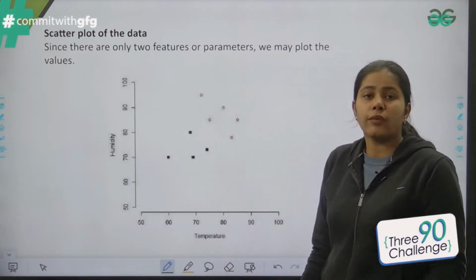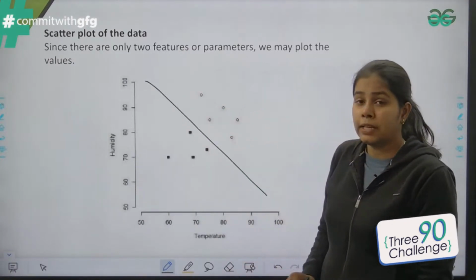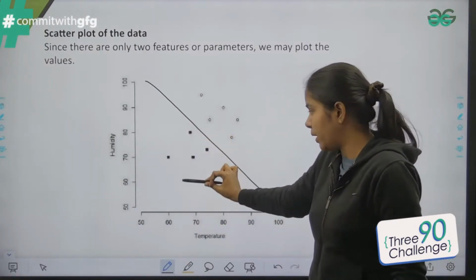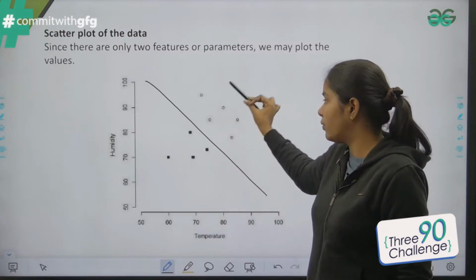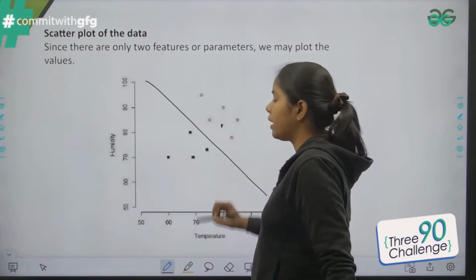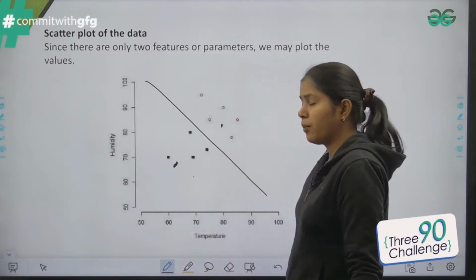So what I want to do here is plot a best fit line such that if I go below this line, then I'll play tennis, and if I am above this line, then I'll not play tennis. If temperature and humidity fall here, then I'll play tennis, right?